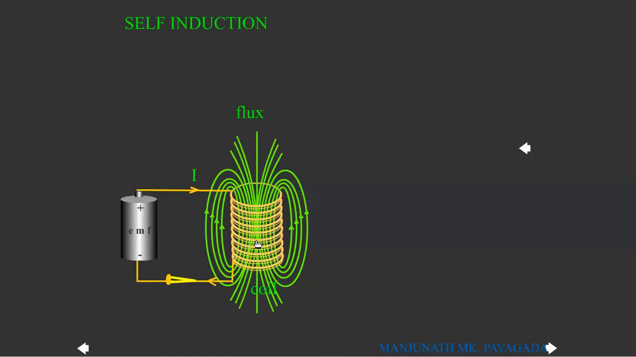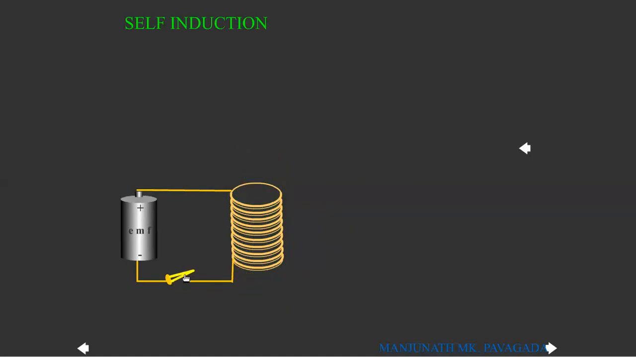This phenomenon is known as self-induction. This EMF is known as self-induced EMF. So now if this is opened, then also the current does not decrease to the zero value instantaneously, but it decreases gradually. As current decreases gradually, flux linking with this coil also decreases gradually. This produces EMF once again.